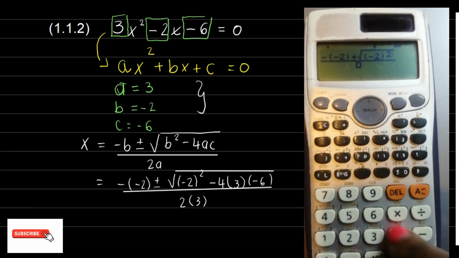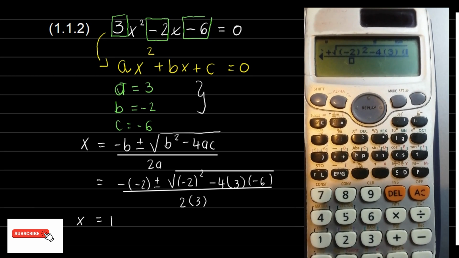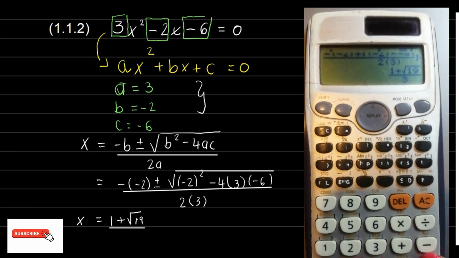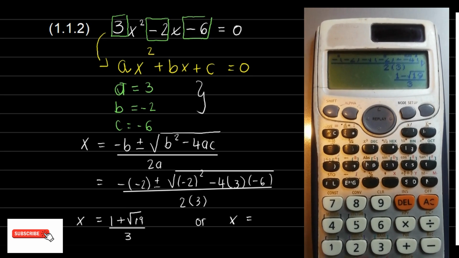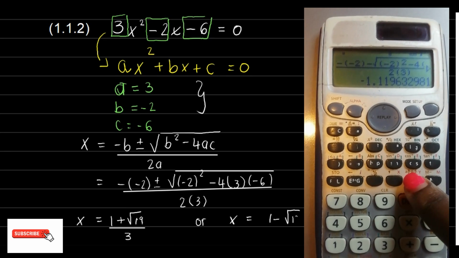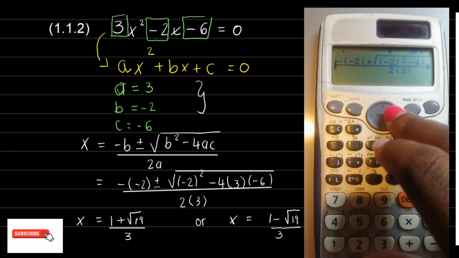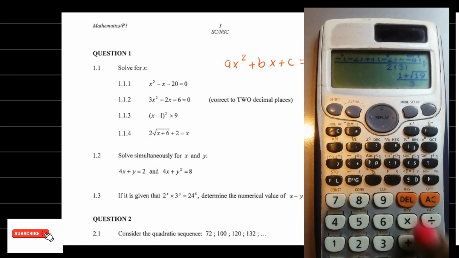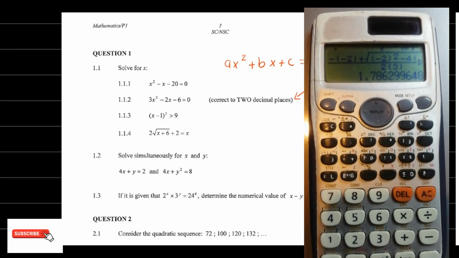Okay, so when you punch that into the calculator, you get that your x is equal to 1 plus the square root of 19 all over 3, or your x is equal to 1 minus the square root of 19 all over 3, right? And guys, in the question, they're telling us that you need to correct this answer to 2 decimal places, right? So obviously they're telling us we need to leave it in a decimal form, right?